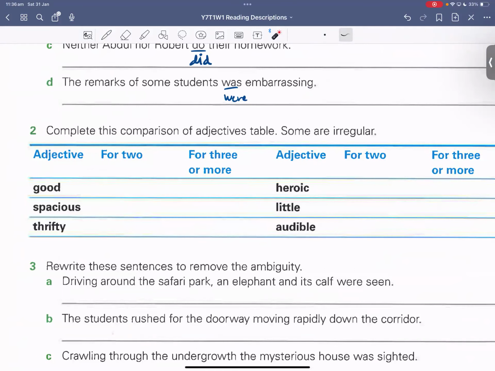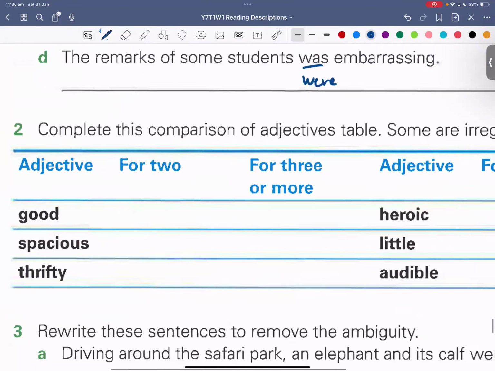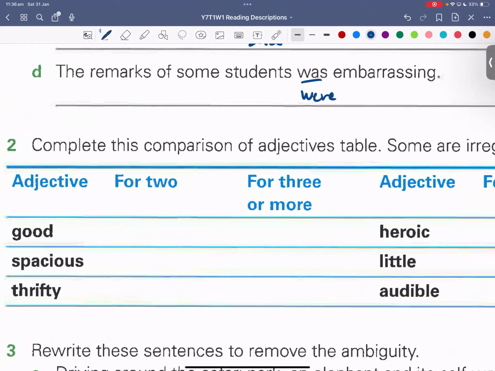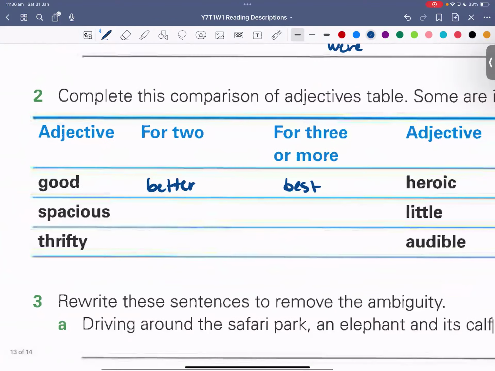Okay, next person. Let's speed run through this one. Yes. I was hoping you were saying better and not gooder. Great. Next one. More spacious and most spacious. Amazing. Yes. More spacious, most spacious. Next person.